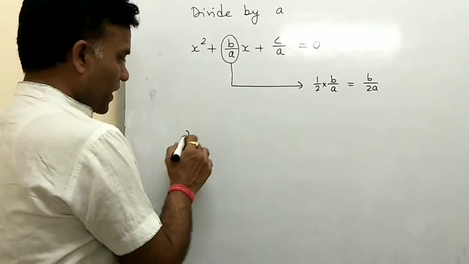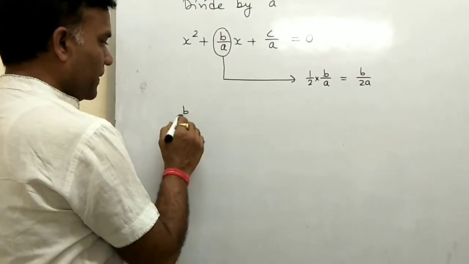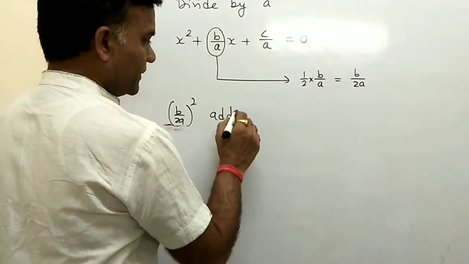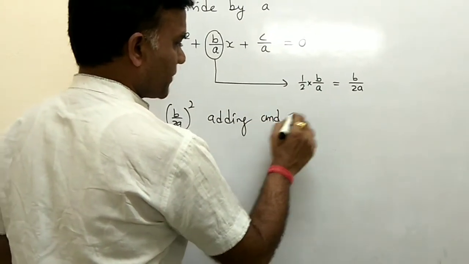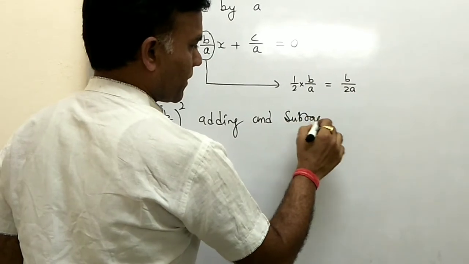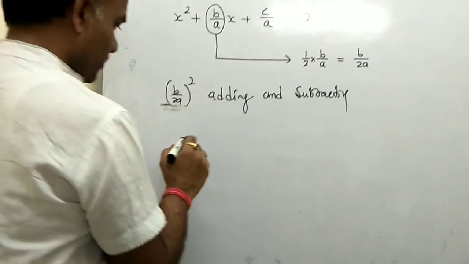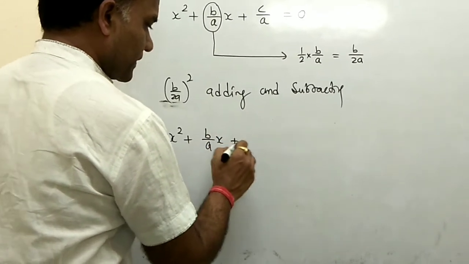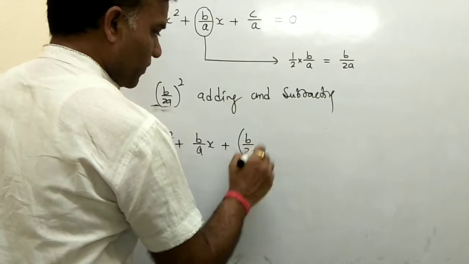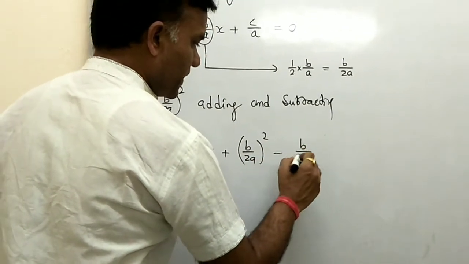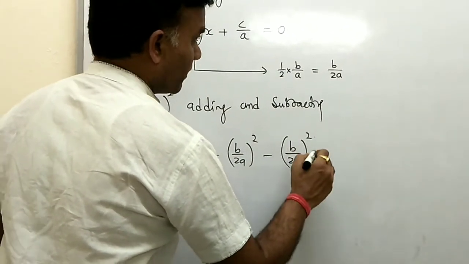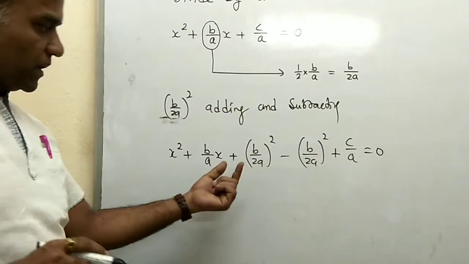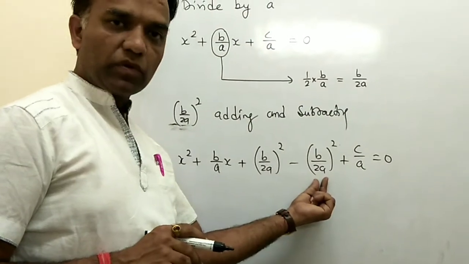So now x square, b by 2a of whole square, adding and subtracting. Okay, so you have x square plus b by a of x plus b by 2a of whole square, minus b by 2a of whole square, plus c by a equal to 0. Because here there is no change: the first term you added and the second term you subtracted.